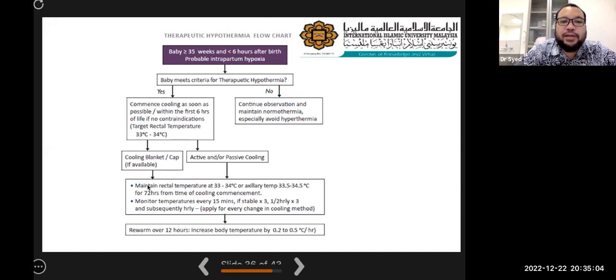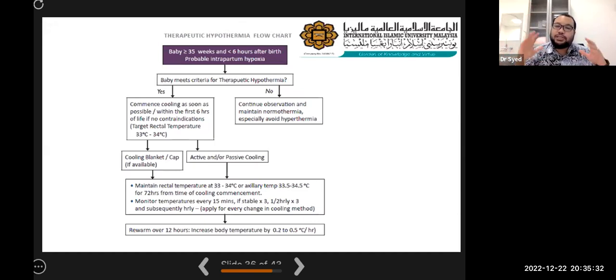How do we do it? Either we use a cooling blanket if available. We put a cap that can cool, with ice or something like that. Or we do active or passive cooling. So passive cooling just means we cool the baby passively. We turn off the radiant warmer, we make sure the aircon is on, then we try to cool the baby. But it's not as effective, and the temperature will fluctuate.